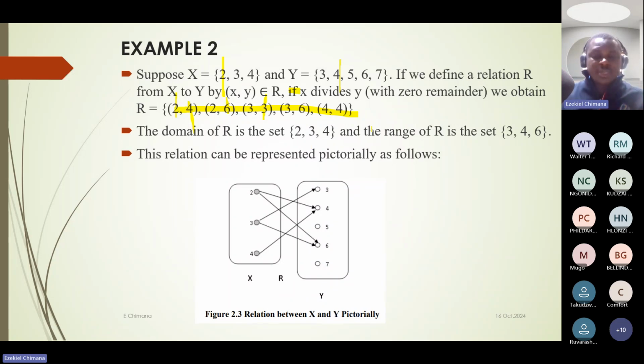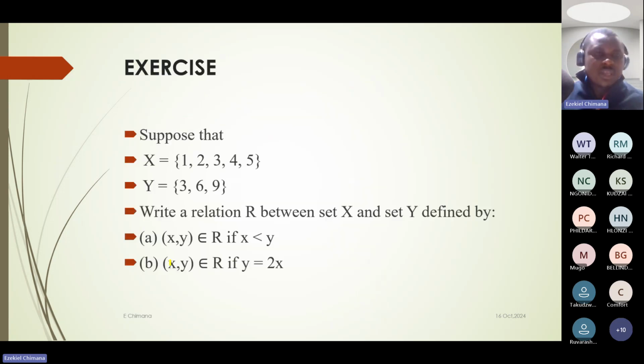So it can be represented pictorially using this diagram, where for the set X and the set Y we link them through this relationship. There's a link between 2 and 4, so you must see a link between 2 and 4. There's a link between 2 and 6, so you must see a link from this to this. This is our domain and this is our range.